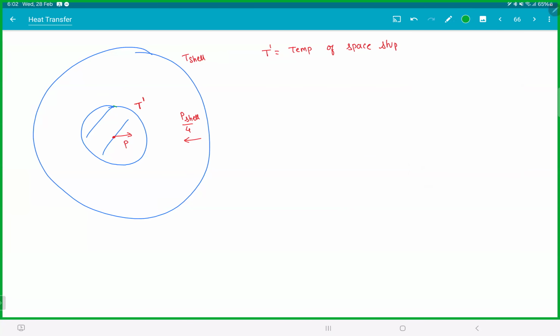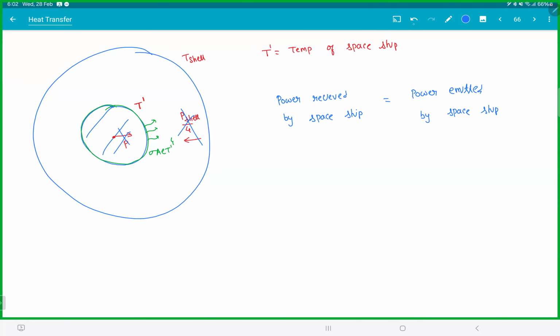And now what happens here? This shell is also emitting its own radiation here, which is sigma AE T dash power 4. So power received by the spaceship should be equal to power emitted by the spaceship. Now remember, the spaceship is getting power from two things. And one more thing, power is not a vector quantity. So don't say vector quantities cancel ho jayega.